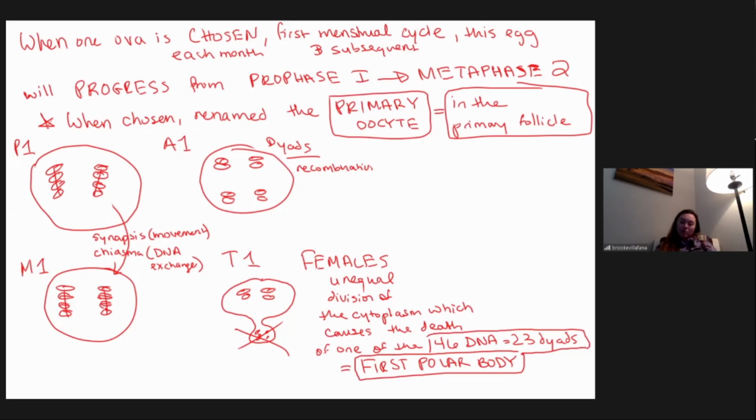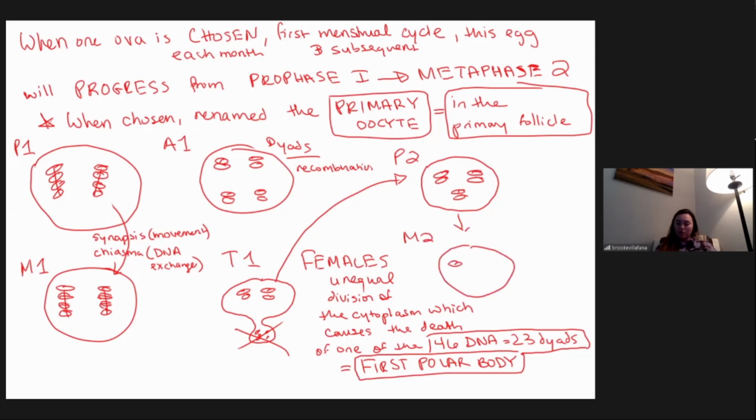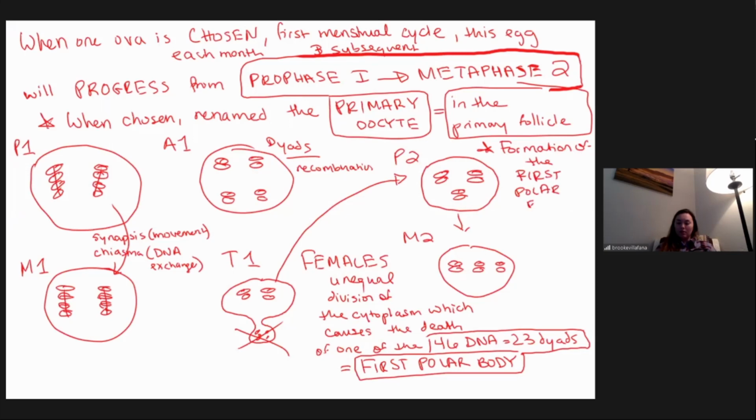So after telophase 1, just this one product goes on and goes to prophase 2, where all of those dyads are kind of everywhere, and then to metaphase 2, where those dyads line up across the equator. Does that make sense? So when we're talking about the primary oocyte progressing from prophase 1 to metaphase 2, what do we have happen? We have the formation of the first polar body. Does that make sense? And hopefully help with me writing it out where you can kind of visualize it. One of them dies off and forms the first polar body.